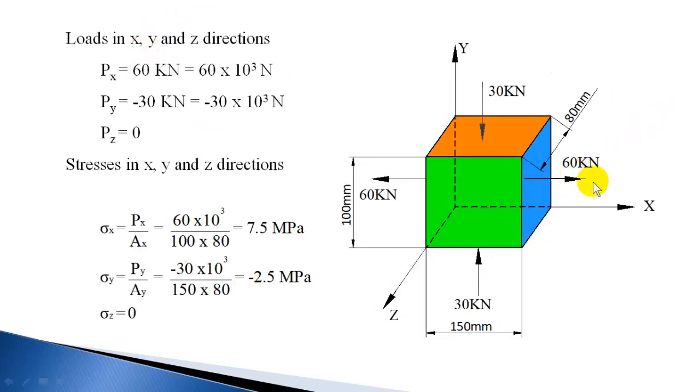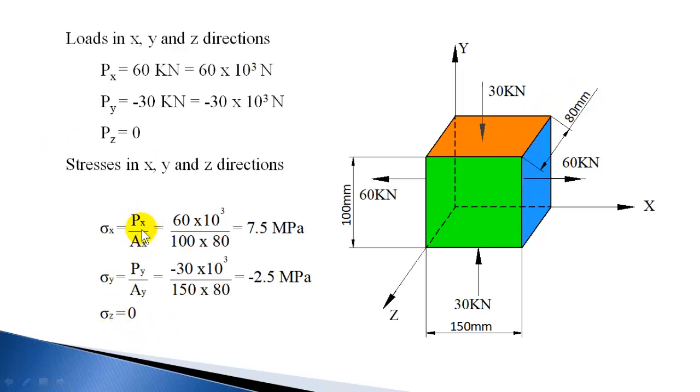Now load in x direction is 60 kilonewton tensile, so plus 60 into 10 raised to 3 Newton. Kilonewton to Newton, you need to multiply by 10 raised to 3. In y direction the load is minus because it's compressive, so minus 30 kilonewton or minus 30 into 10 raised to 3 Newton. In z direction there is no load, so Pz is 0. Correspondingly you can find the stress in x, y and z direction. Since there is no load in z direction, you can directly take it as 0.